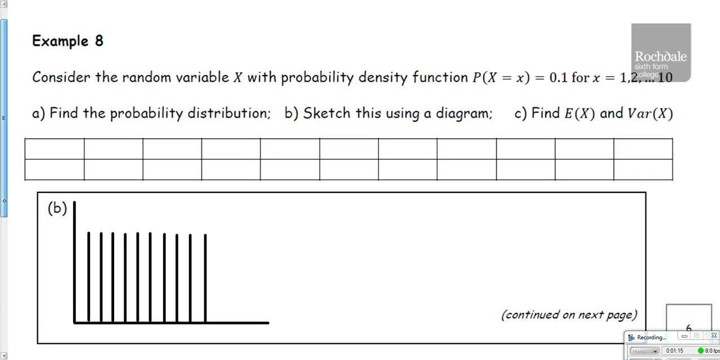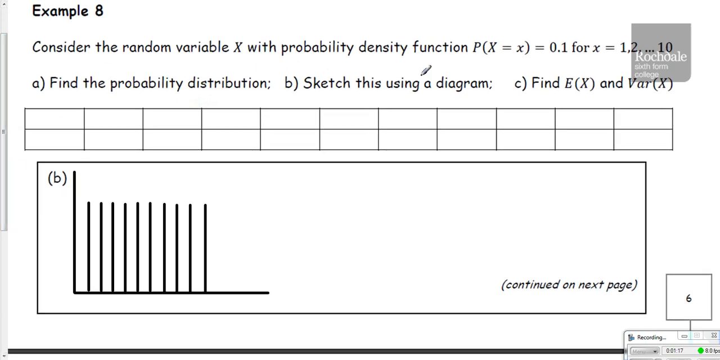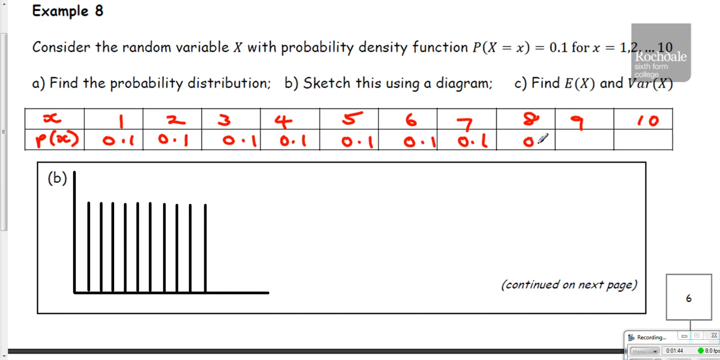Okay, so example 8, we've got a probability function where the probabilities are equal to 0.1 for each of the values 1 to 10. In other words, what that means is that if you were to fill in a distribution, you've got the values 1 to 10, maybe it's a 10-sided spinner, and each one has got a probability of 0.1. So let's quickly fill those in.